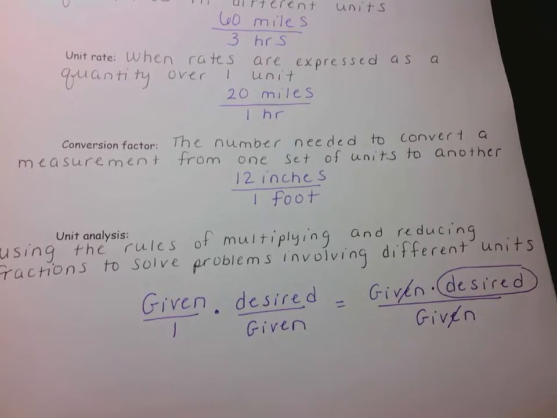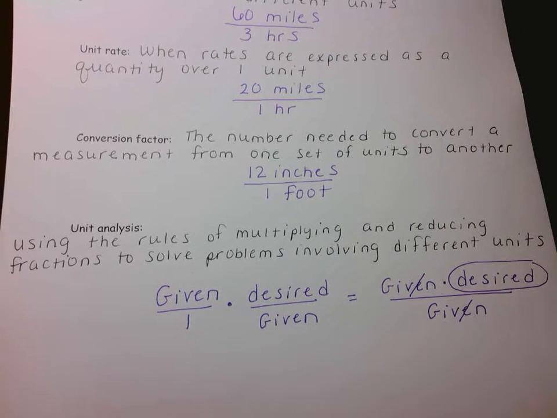And finally, unit analysis. This is also called dimensional analysis. Some books refer to this as factor label method. It all means the same thing. But unit analysis or dimensional analysis is using the rules of multiplying and reducing fractions to solve problems involving different units. So this is how I set this up.